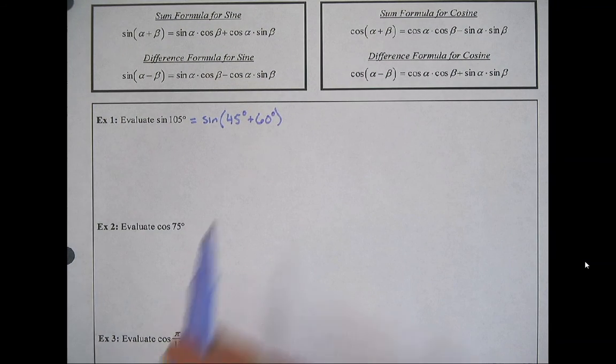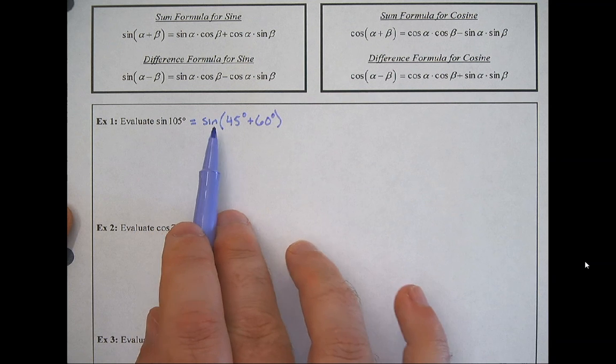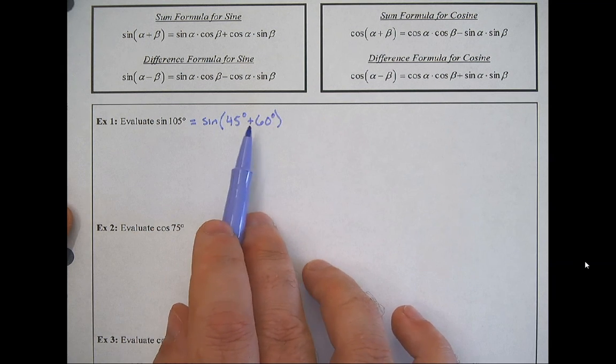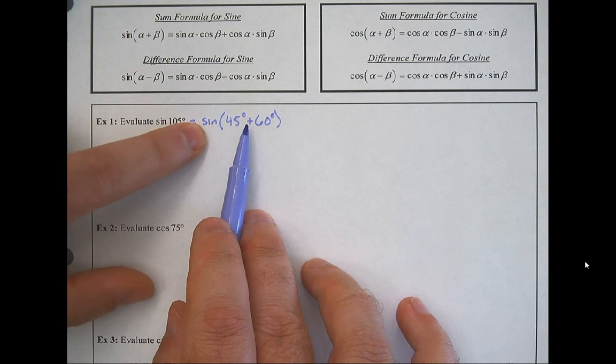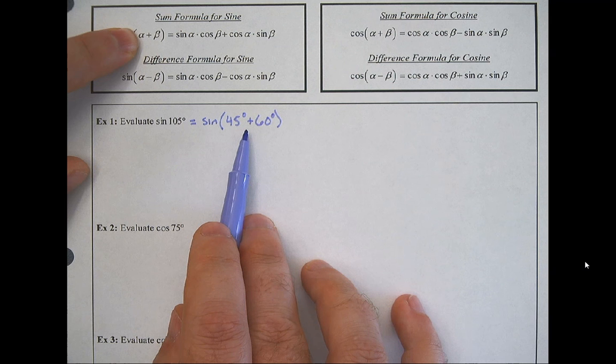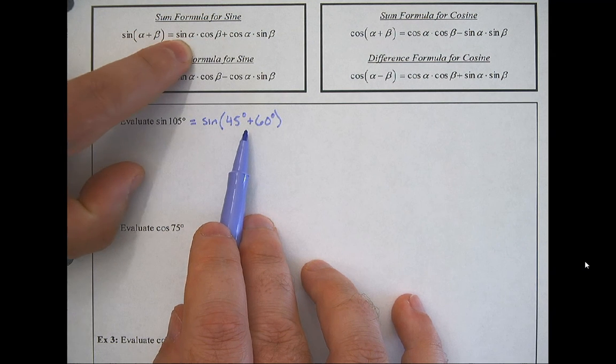Notice this still works the same. Sine of 105 equals sine of, and if you add those together, you get 105 again. But now I can take this and apply it. It's a sine with a plus, so I'm going to use the sine with a plus formula.